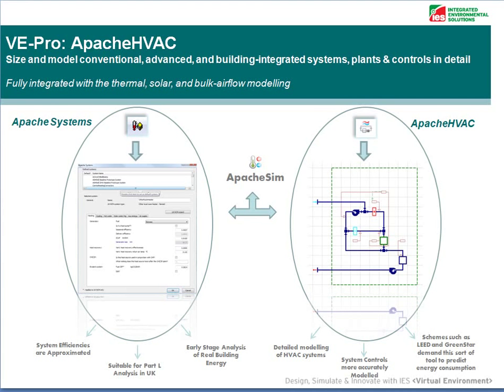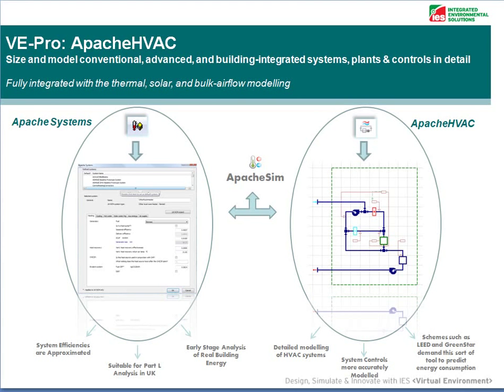Later in the design process, you will need to model your plant in more detail. As the nature of contracts change to include a penalty if the building exceeds its predicted energy figure, there is more of a demand for Apache HVAC to be used to produce that more accurate energy figure. Also, schemes such as LEED and Green Star demand this sort of tool to predict energy consumption for the systems and equipment in more detail than what Apache systems can provide.